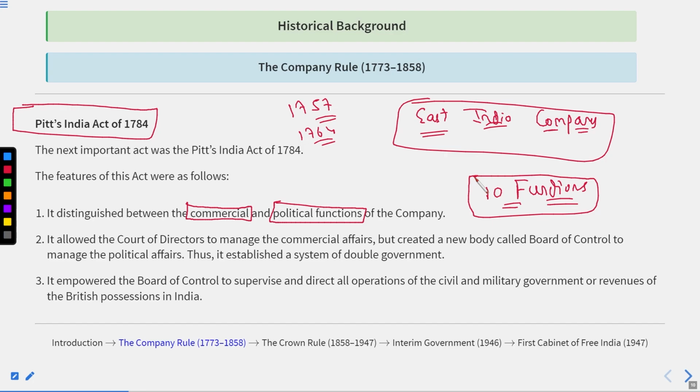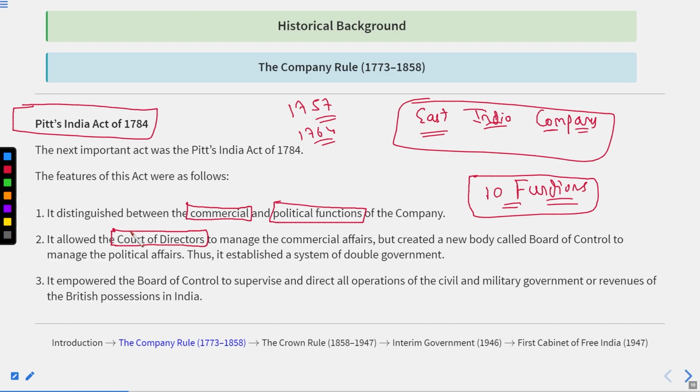All right. It allowed the Court of Directors to manage the commercial affairs, but created a new body to manage the political affairs. Thus, it established a system of double government. Like in the previous lecture, when we talked about the Regulating Act of 1773, there was a mention of the Court of Directors. These were the representatives of the company, responsible to the British government for the commercial, civil, criminal, and military affairs and the functions, rules, and regulations of the company.